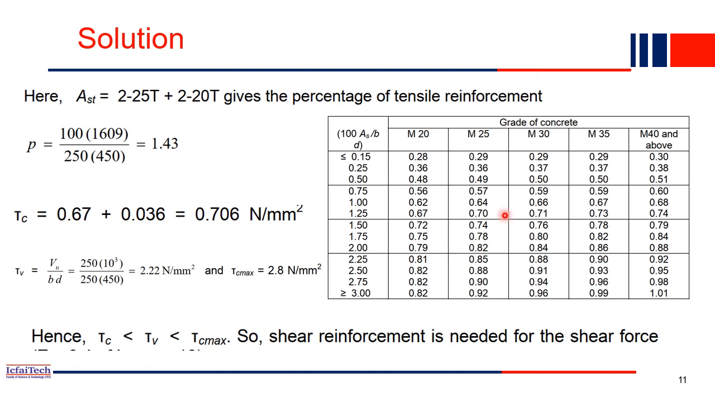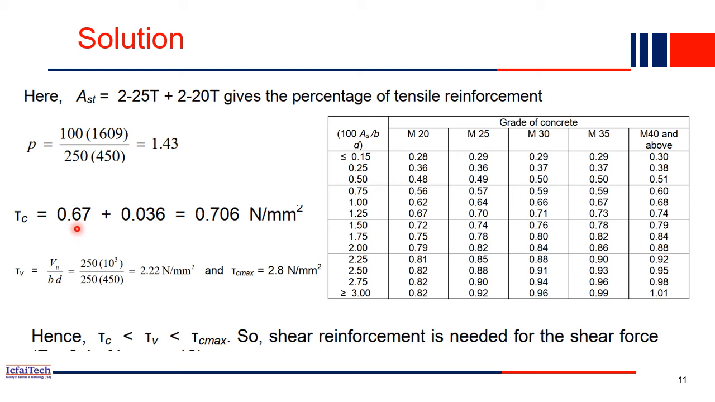Now come to this table. This table is also from IS 456. Because of this percentage of steel and M20 grade of concrete, how much is the shear stress generated by the section itself, by the concrete and beam itself? That you will get. So 1.43 means you have to interpolate it, right? We have 1.25 and 1.5. Between these two values you have to interpolate it. We are using M20 grade of concrete, so the value should lie from 0.67 to 0.72, in this range. So we have to interpolate it.